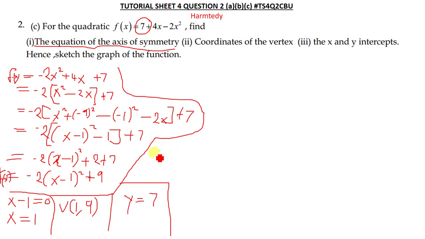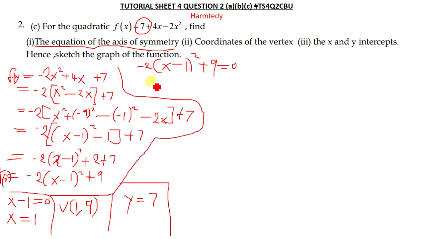To find the x-intercepts, now you just equate this whole equation to 0. So we equate negative 2 x minus 1 squared plus 9 to 0. When you equate this to 0, you take this 9 to the other side of the equal sign, meaning you're going to have negative 9 on the other side.